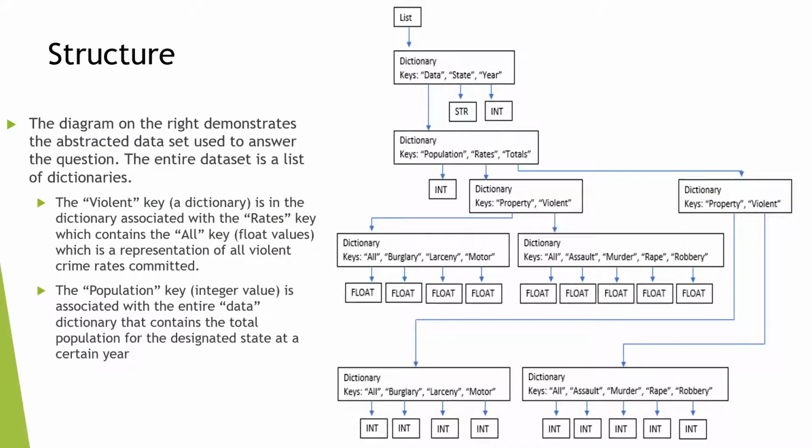On the right, we can see an entire data map of all of the data within the crime data set, which is a list of dictionaries containing all of the data that we want. From there, we can pull different lists and different dictionaries of the information we need in order to answer our question. For our study, we will be looking at the dictionary rates, the dictionary violent, and all of the float values all. These are all keys to pull the exact information that we need to answer the study, which would be all violent crime rates committed in a specific state over a certain period of time.